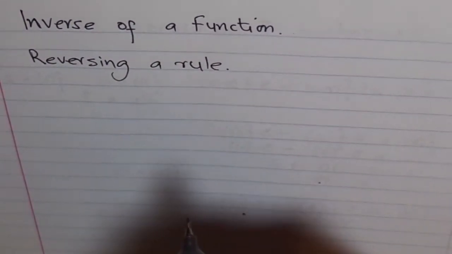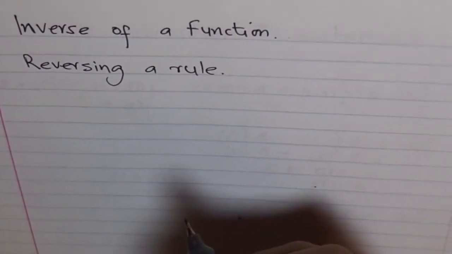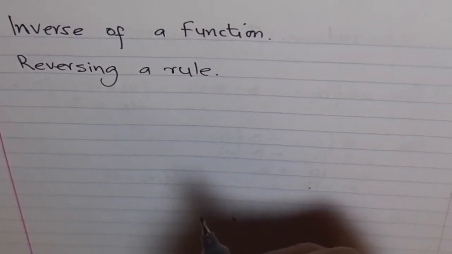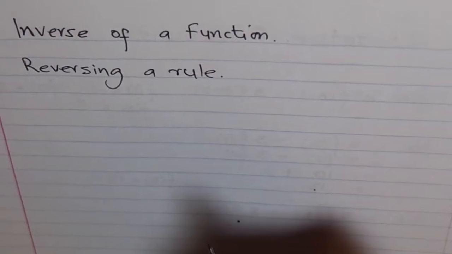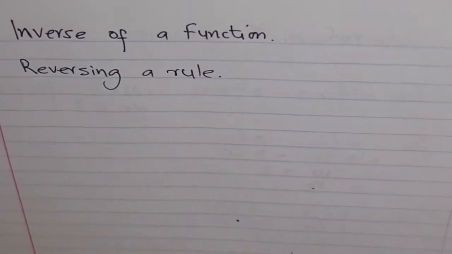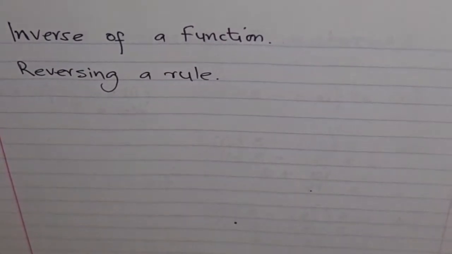As you know, a function is a rule, and therefore we can find inverse of a function by performing the rule in the reverse order with opposite signs. Let's take some simple examples.